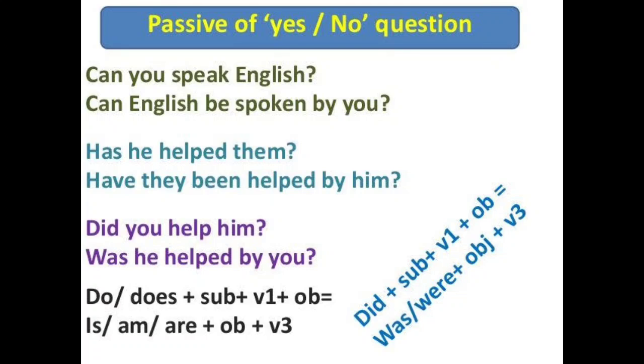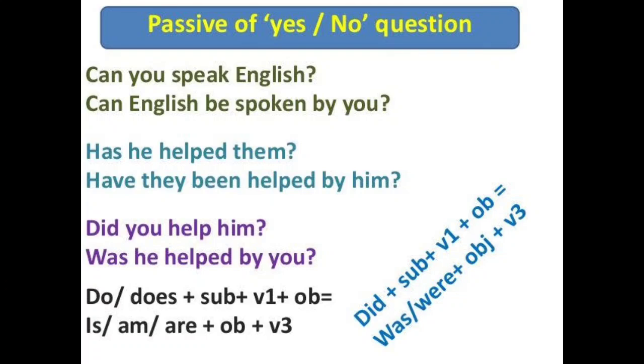Look at another example. "Has he helped them?" In passive, "Have they been helped by him?" "Them" should be changed into "they," been helped by him. "He" must be changed into "him" in passive. So, "Has he helped them?" in active. In passive, as it is in the plural form, it should be changed into "Have they been helped by him?"